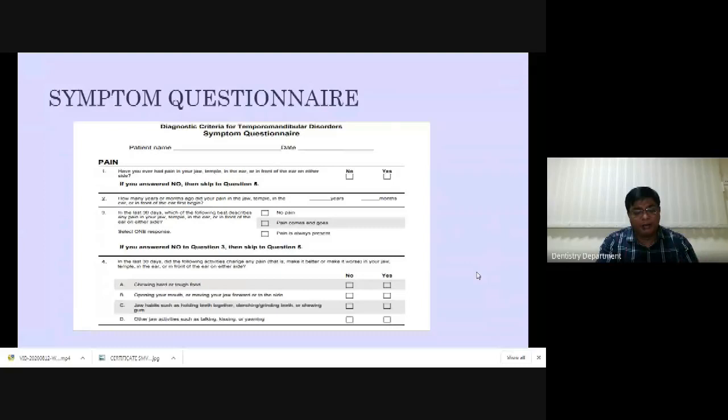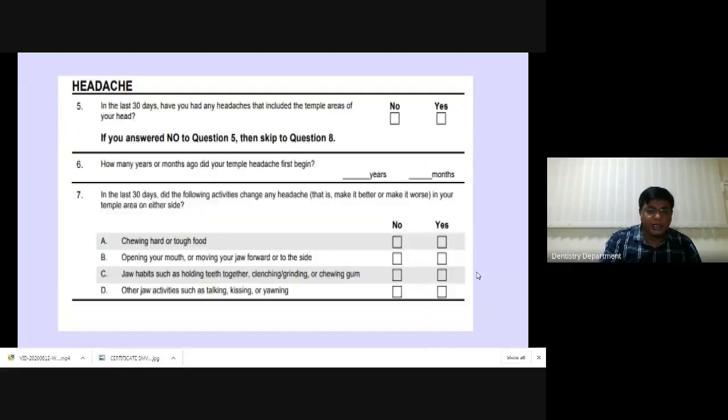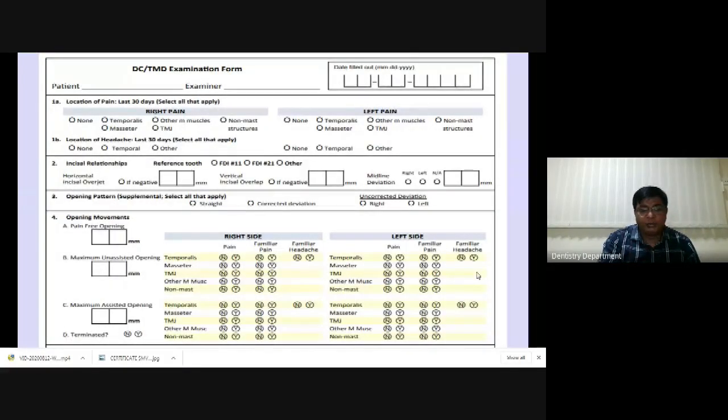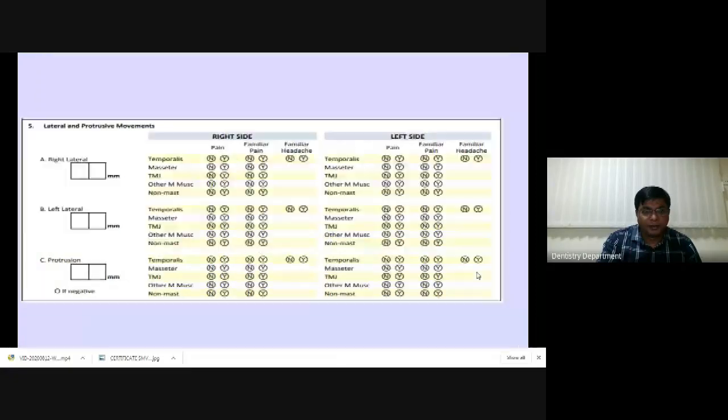This is the questionnaire developed by the same RDC, the Research Diagnostic Criteria Committee, and it is again an elaborate pain questionnaire. Like, if you have had a headache in the last 30 days, no, yes, kindly grade it from 1 to 5, etc. It is very much available on the internet, and you can go through this questionnaire, which is very elaborate. If you have time, it is better to use this questionnaire for your patients.